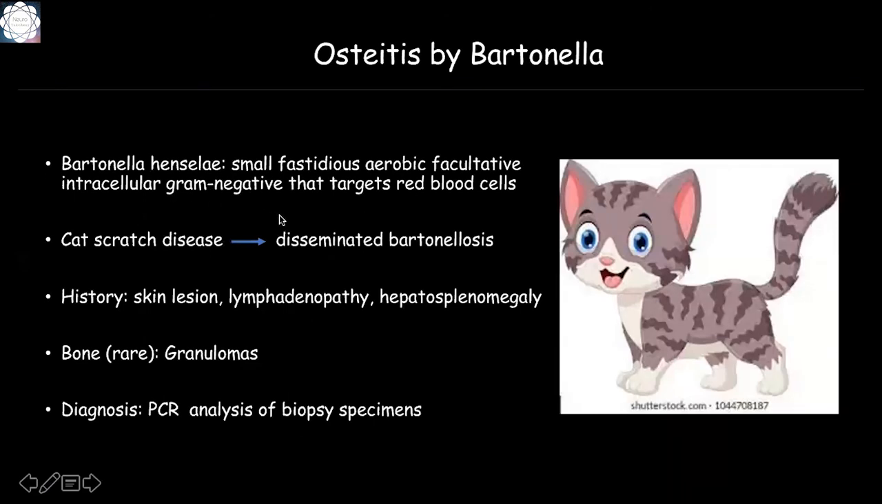Bartonella henselae is a small fastidious aerobic facultative intracellular gram-negative bacterium that targets red blood cells. You know the cat scratch disease, but this may be complicated with a disseminated form, which is called disseminated bartonellosis. The history of skin lesion, lymphadenopathy, and hepatosplenomegaly is very useful. It is rare, but sometimes we can find these osteitis with granulomas surrounded by macrophages that contain Bartonella. The diagnosis sometimes is difficult, but PCR is very helpful in biopsy specimens.